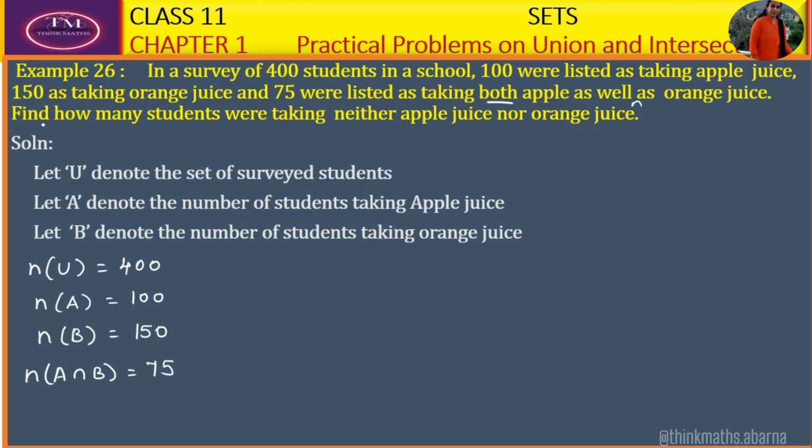Now, what is the question? Find how many students were taking neither apple nor orange juice. So, neither apple means they don't take apple. So, that is complement of A. Nor orange juice means they don't take orange juice also. So, they don't take apple juice and they don't take orange juice. That is A dash intersection B dash. So we have to find out number of elements in A dash intersection B dash. So what we know about this A dash intersection B dash by De Morgan's law?